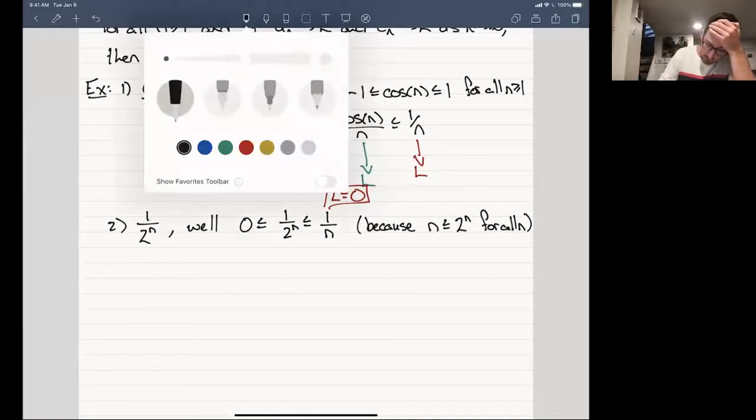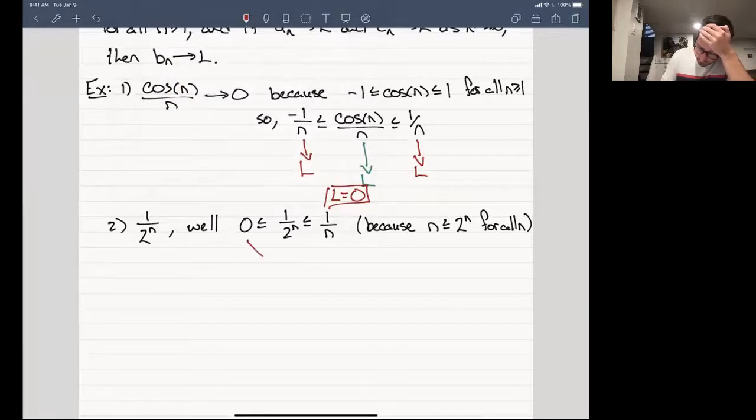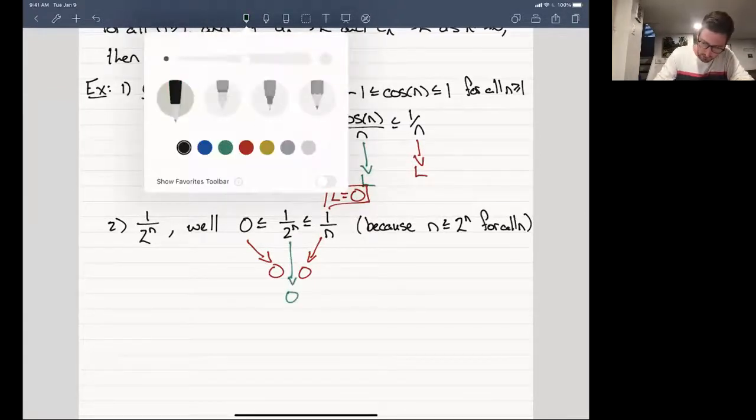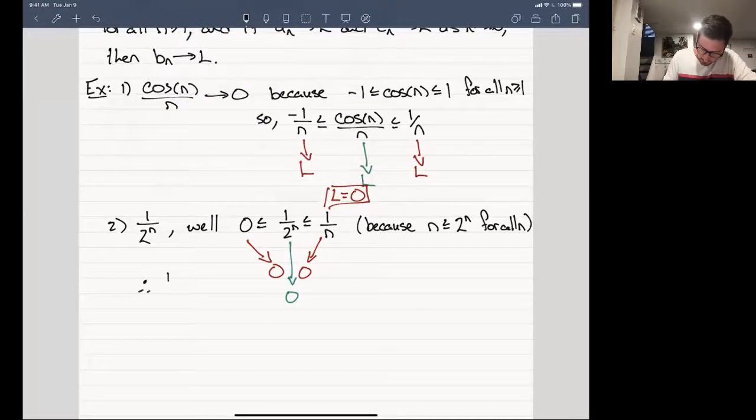But in this case, again, we have this is going to 0. It's a constant sequence. There's our old friend 1 over n. And so therefore, this thing is also going to 0. So maybe I can write that properly, but I like to do the little visual squeezing as well.